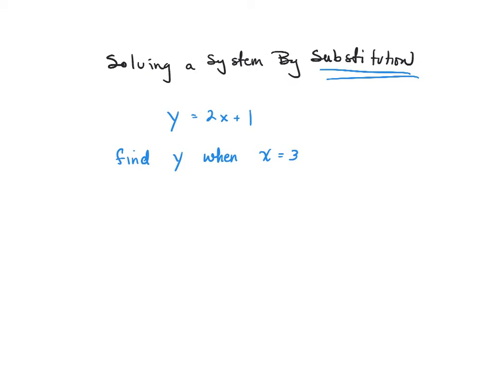And so the reminder is, if I had y equals 2x plus 1, find y when x equals 3. And all you would do is substitute, replace the x with 3. So y equals 2 times 3 plus 1. 2 times 3 is 6, plus 1 is 7.